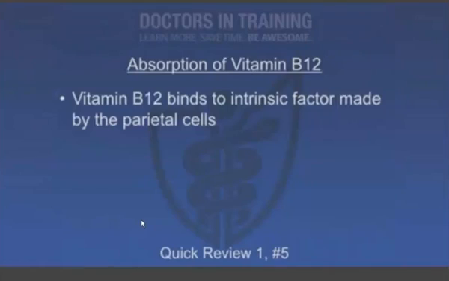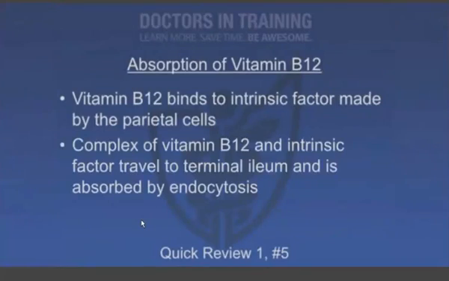Number 5, briefly describe how B12 is absorbed by the body if administered orally. The absorption of B12 is important to know for a lot of your standardized tests going through your medical professional training. So just the quick overview: you swallow B12, it goes to your stomach, and in your stomach vitamin B12 binds to intrinsic factor, which is made by parietal cells. This complex of vitamin B12 plus intrinsic factor then travels through your gut all the way to the terminal ileum.